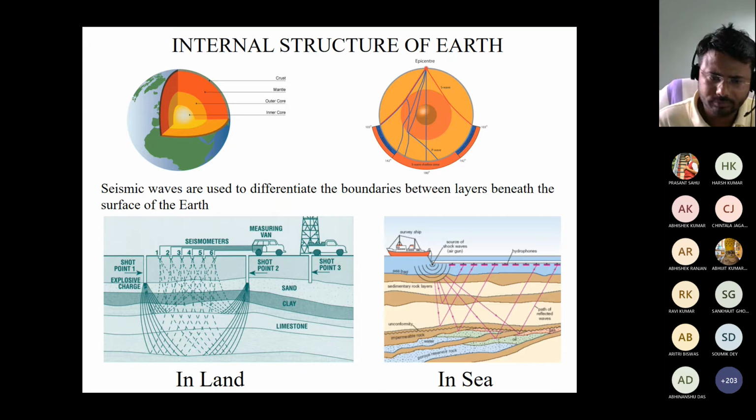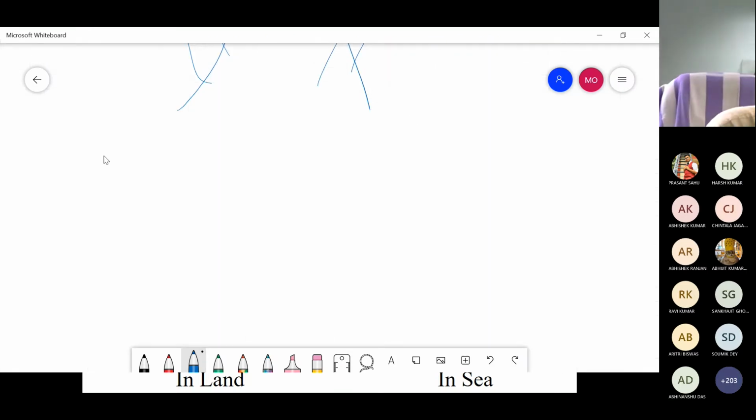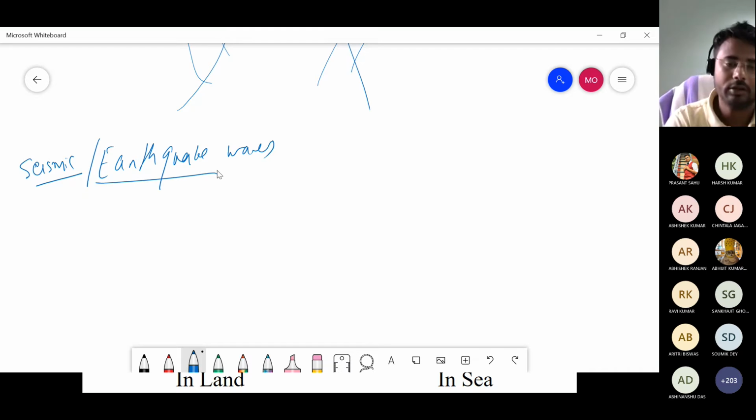ठीक है. So in order to decode the internal structure of the Earth, we use earthquake waves. Earthquake waves are also known as seismic waves. Seismology. Okay. Earthquake waves are nothing but the waves which are generated whenever the earth is vibrated.